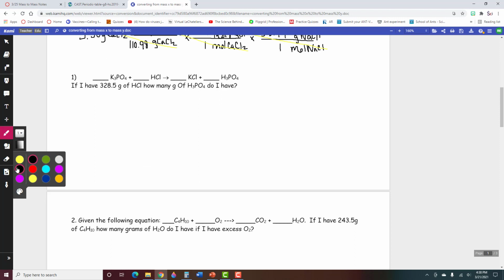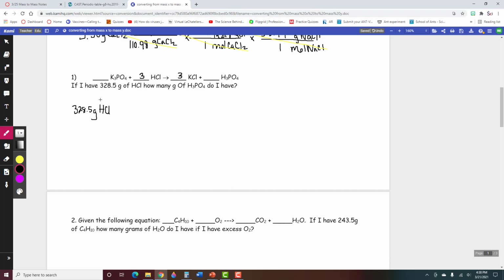Alright, so let's continue. I'll do a couple more here, and then I'll leave you a few to do on your own. So I've got 3 Ks on this side, so I need 3 Ks on this side. That gives me 3 Cls on this side as well, so I need 3 Cls over here. And then I have 3 H's, and I already have 3 H's, and my PO4s are done, so everything is balanced. So start by writing what you have. 328.5, and then grams of HCl.